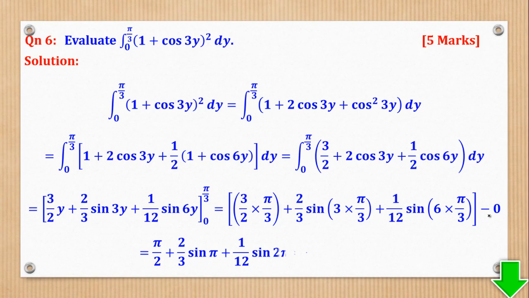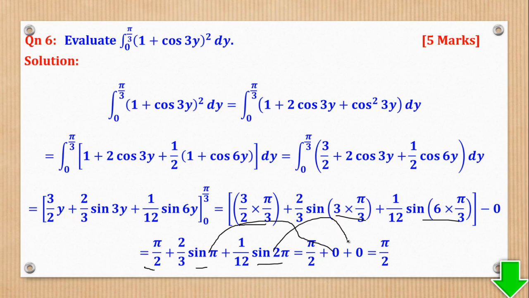Simplify. Simplifying, this gives me this. This gives me this. This gives me that. So sine pi is 0. And sine 2 pi is 0. So we end up with pi over 2 as the answer.